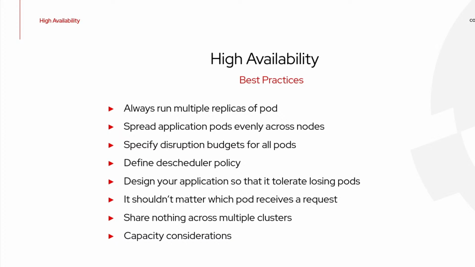Always spread your application pods evenly across nodes. You can use different scheduling strategies as we discussed to spread these application pods evenly across nodes. Then specify the disruption budget for your pods. Use PDBs so that applications will have a minimum set of replicas running all the time, even during voluntary disruptions. Be aware that pod disruption budgets cannot prevent involuntary disruptions from occurring.